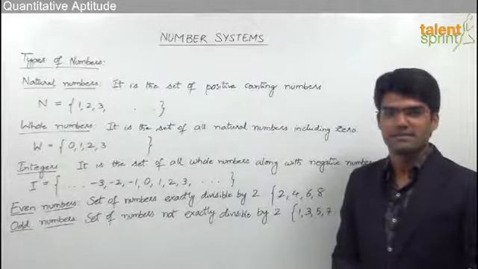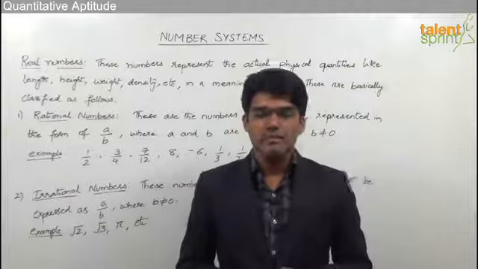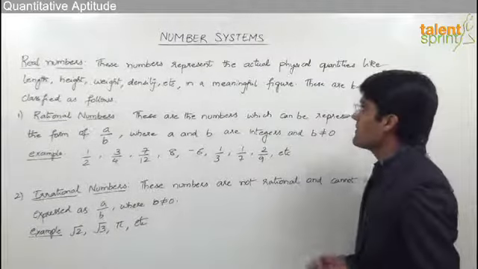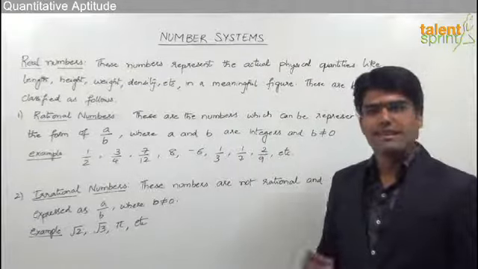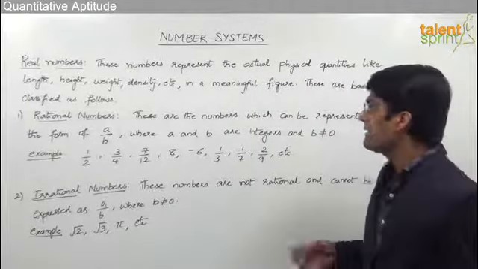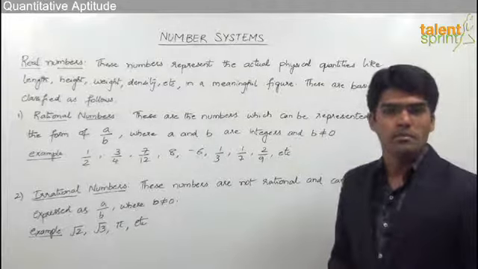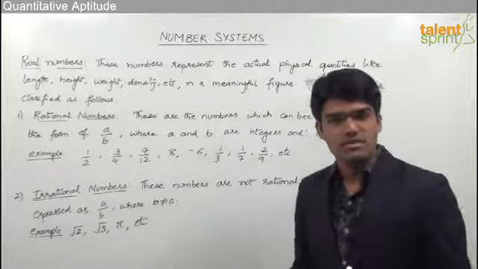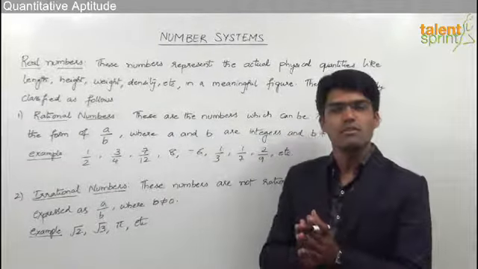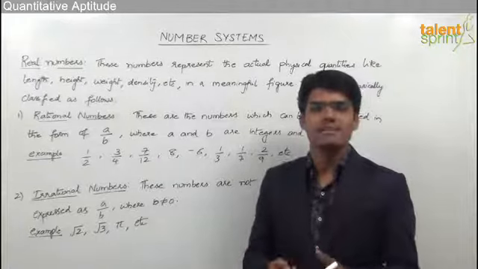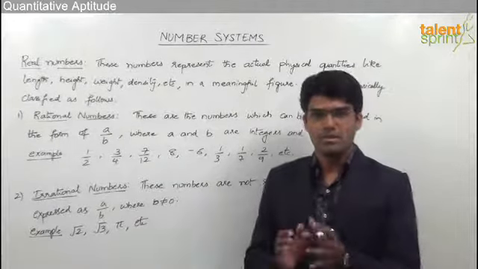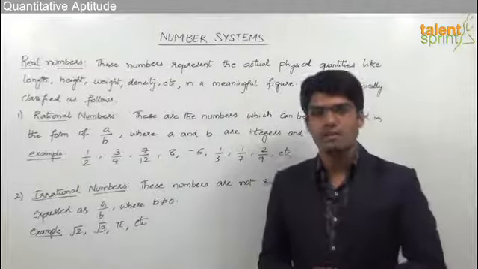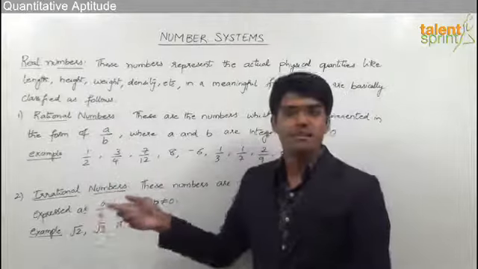Let us now understand what is meant by real numbers and the classification of these real numbers. These are the numbers which represent the actual physical quantities like height, weight, density, etc. in a meaningful figure or a meaningful number. So real numbers are those numbers which we use in the physical world to measure various things like height, weight, etc. So this comes out as a meaningful figure or a meaningful number. Now these are basically classified as rational numbers and irrational numbers.